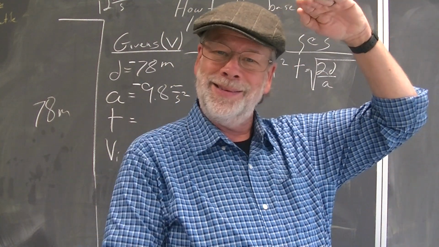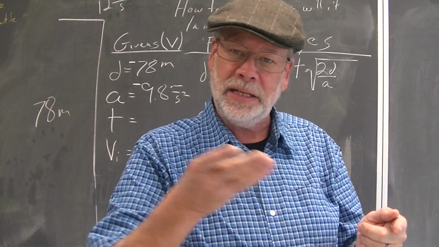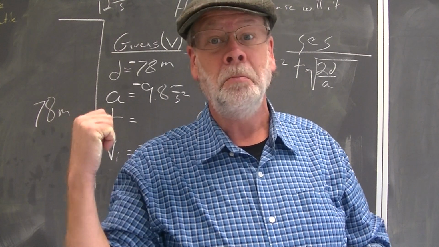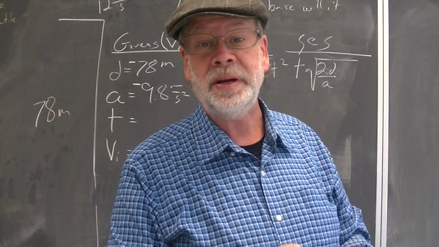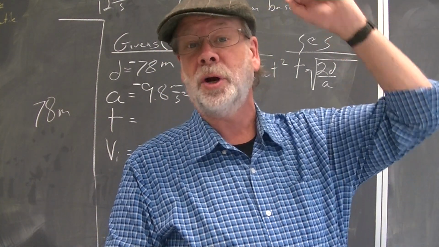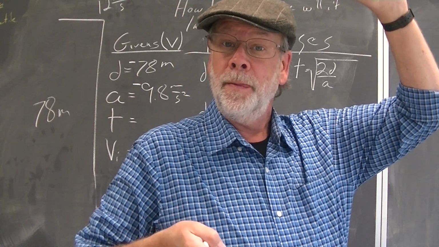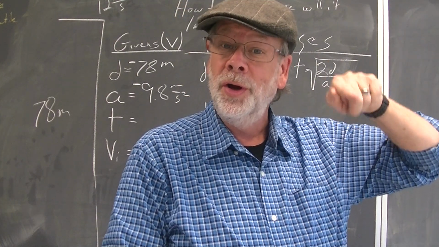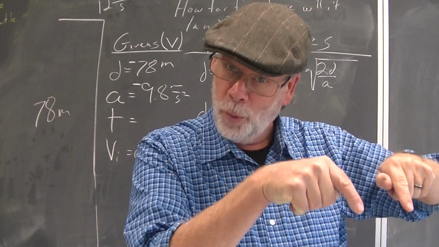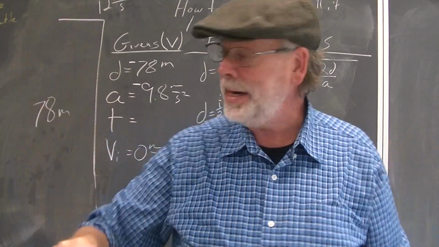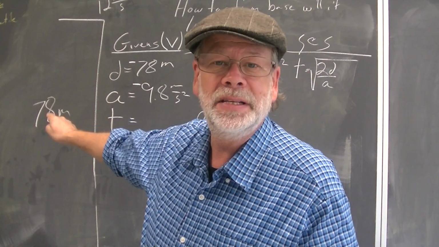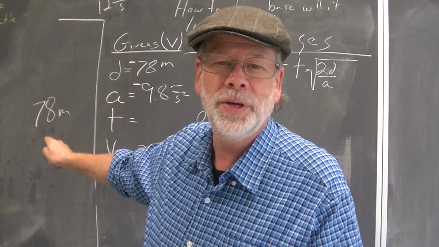Starts at 0, ends at 30, average 15 for 3 seconds, gives you 45 meters. 78 meters, more than that. So it's more than 3 seconds. How about a 4-second drop problem? Starts at 0, ends at 40, average 20 times 4 seconds gives you 80. Slightly more than that. So this is just slightly under 4 seconds.